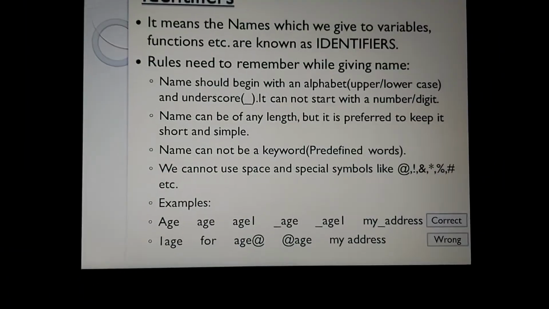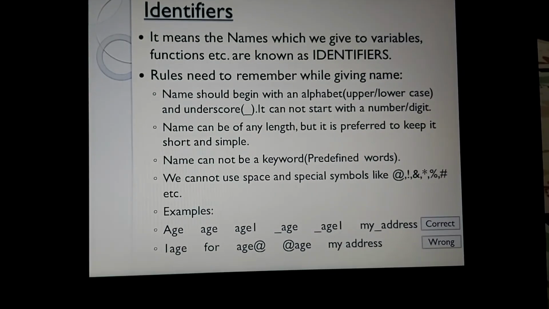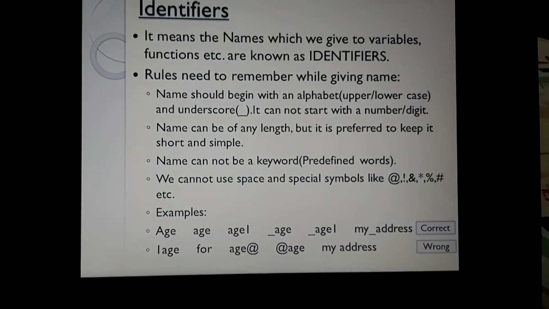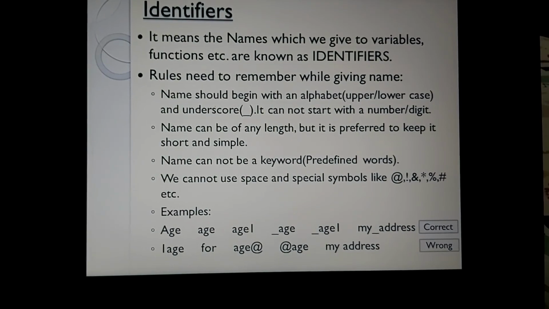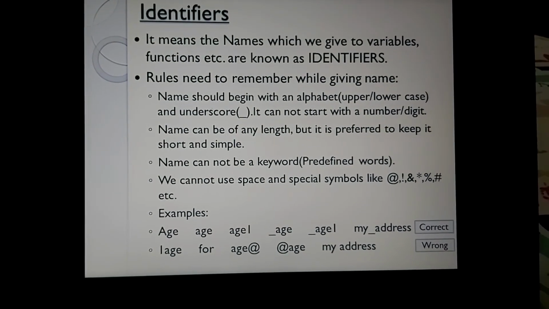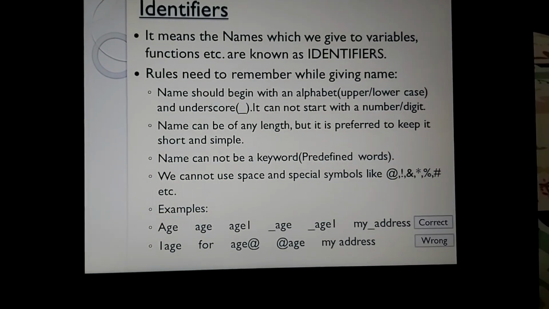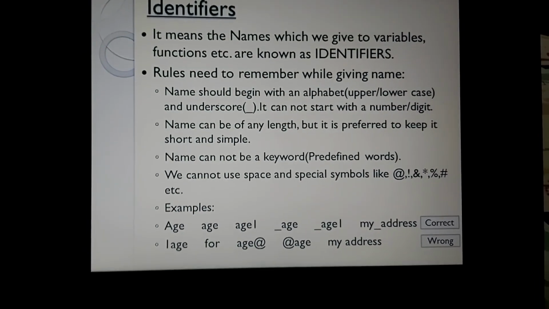So class, these rules mean which kind of name and what rules and regulations I need to remember while giving a name to anything in Python. But here I am considering variables only, right?